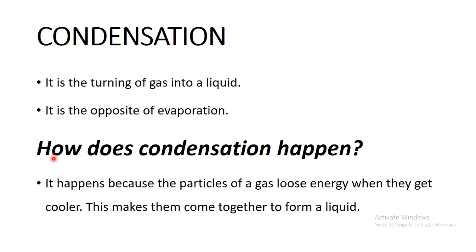There's a question here which says, how does condensation happen? This process happens when the particles of a gas lose energy when they get cold. That makes them slow down in terms of movement, and then they come together to form a liquid. When the particles are losing energy, they start moving slowly and come close to each other, thereby forming a liquid.